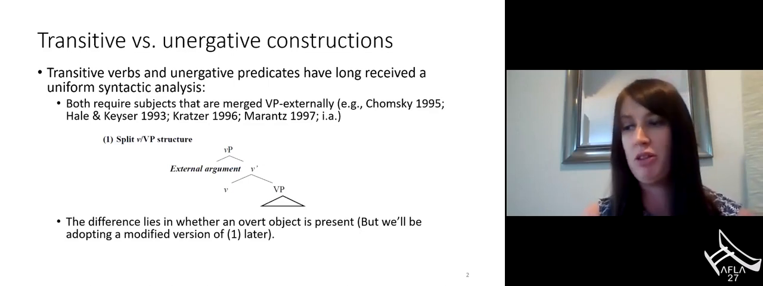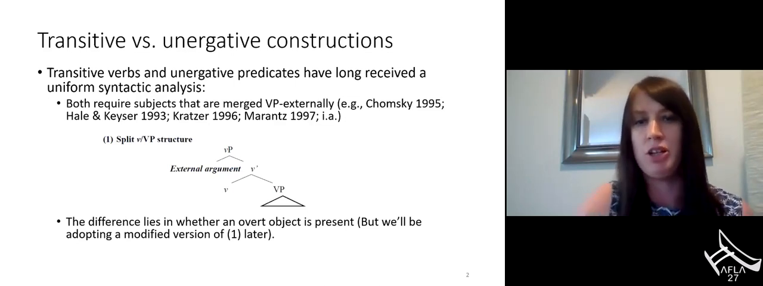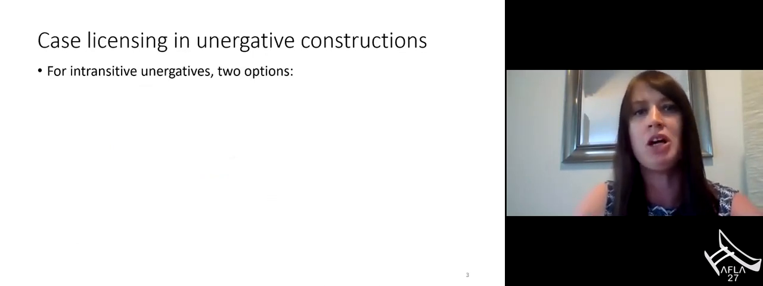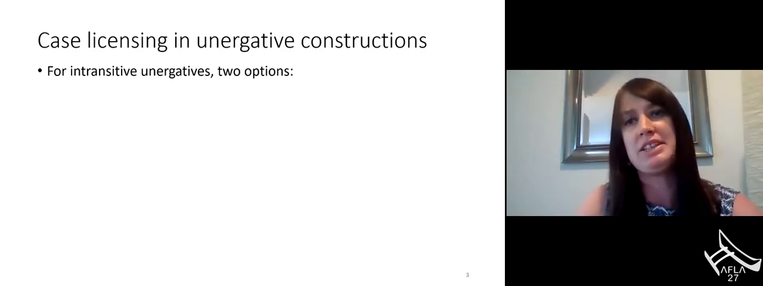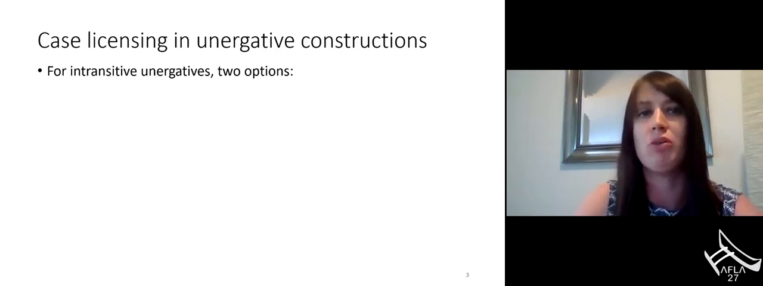A quick side note that we are going to be adopting a modified version of the tree in 1 a little bit later, but that's going to be our jumping off point. So what happens with case licensing in unergative constructions? For intransitive unergatives, what we might think of as prototypical unergative constructions, we've got 2 options.